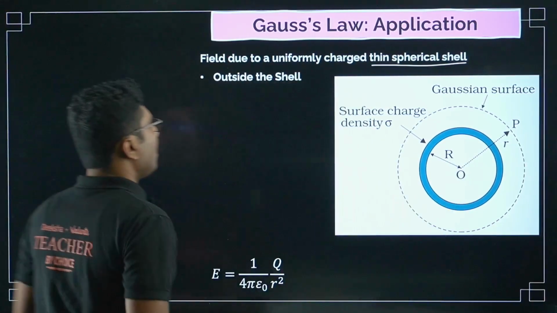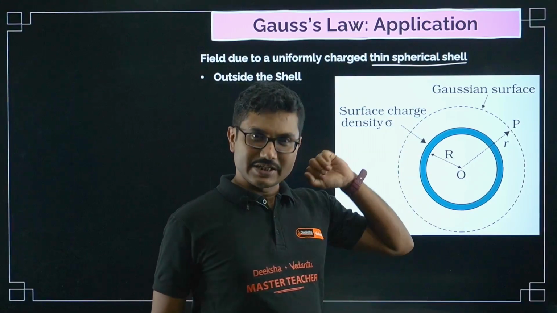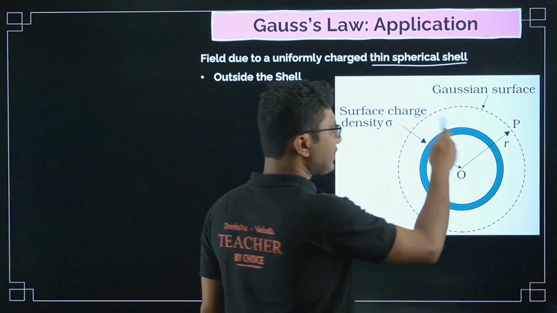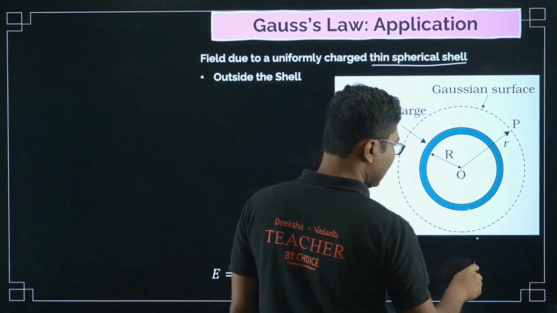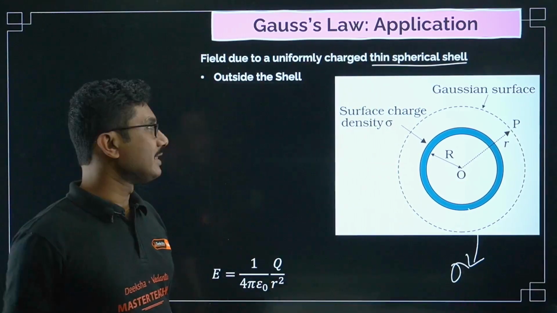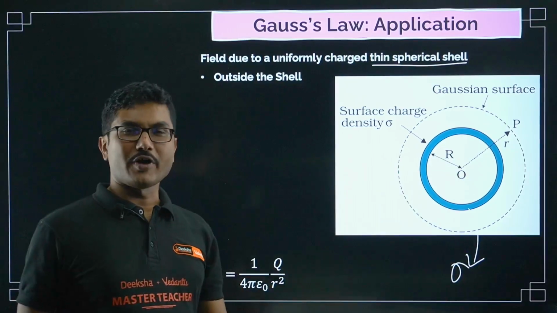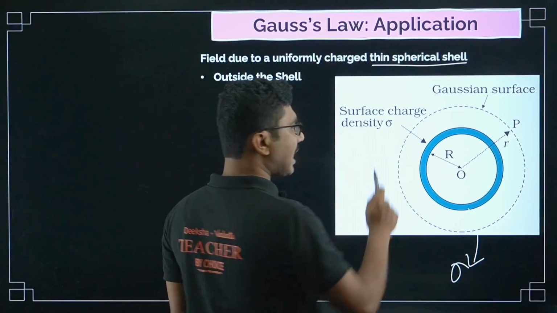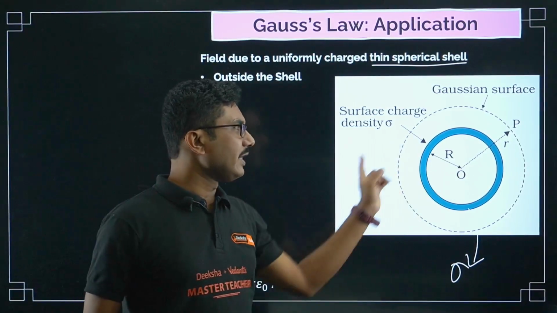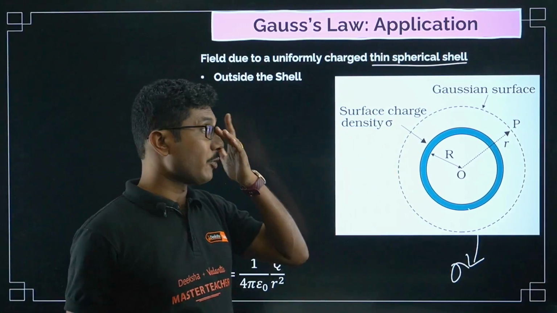Okay, so first we have to consider this shell is electrically charged. The surface charge density of the shell is given by sigma, and we are trying to find the electric field outside the shell. Electric field outside the shell, not inside. Very, very important about it.